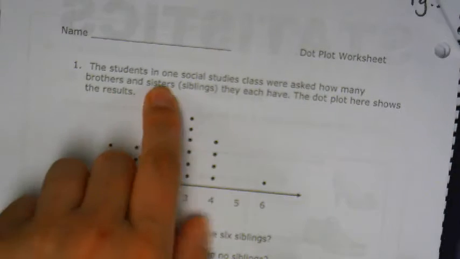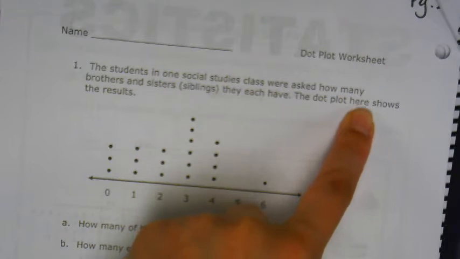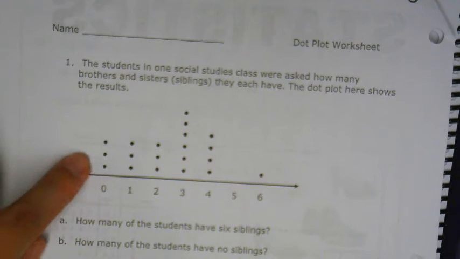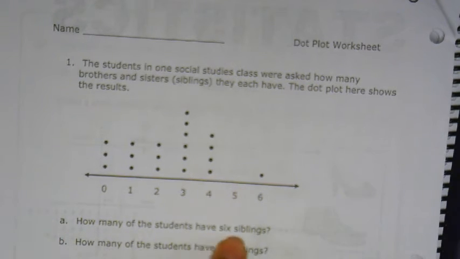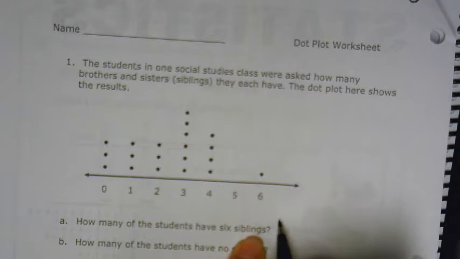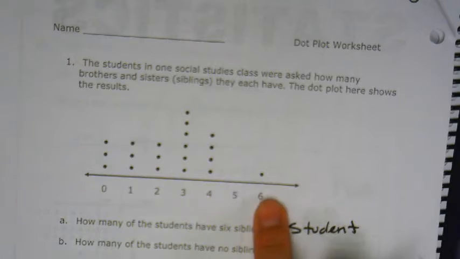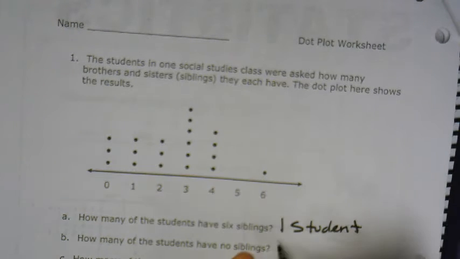The students in one social studies class were asked how many brothers and sisters, siblings, they each have. The dot plot here shows the results. So each dot represents a particular student. So 3 students had 0 siblings. How many had 6 siblings? 1. How many students have 6 siblings? So 1 student. Right? Because it has 1 dot. Each dot represents a kid. How many of the students have no siblings? 3.